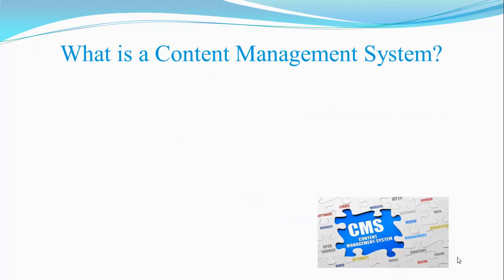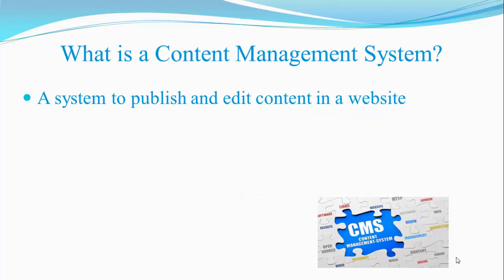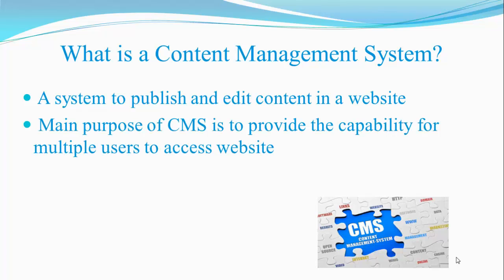So what is a content management system? The definition of a CMS is an application, more likely web-based, that provides capabilities for multiple users with different permission levels to manage content, data, or information of a website, project, or intranet application. The main purpose of the content management system relating to the web is to provide the capability for multiple users with different permission levels to manage a website or a section of the content.